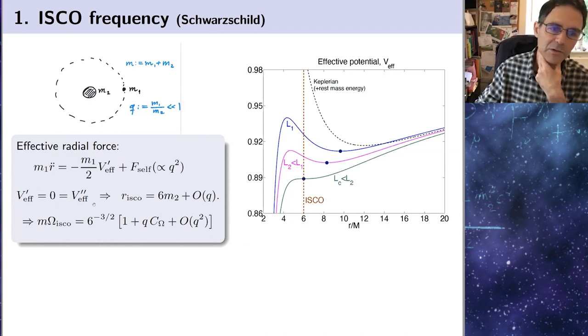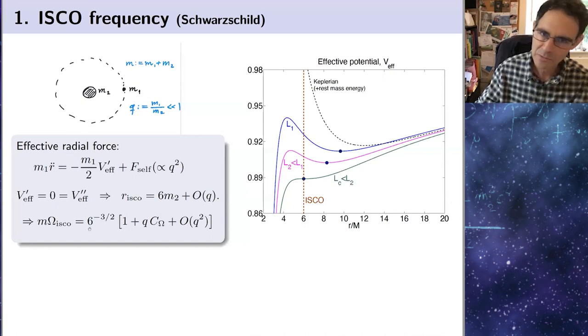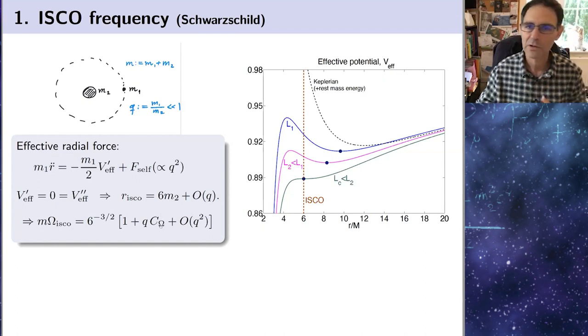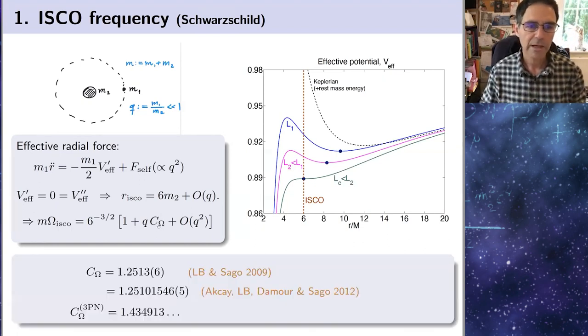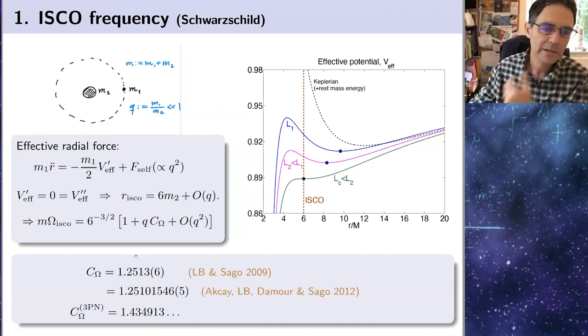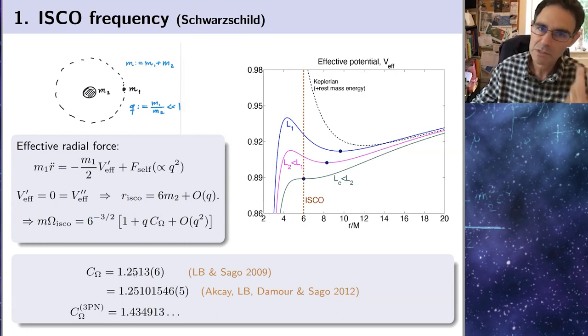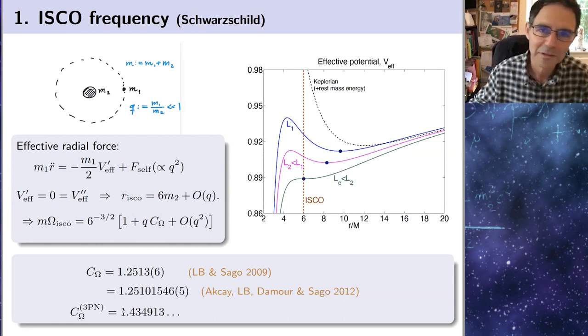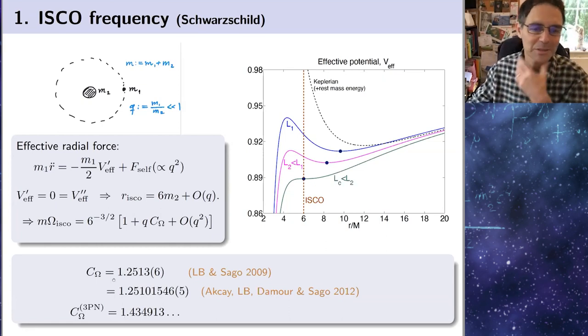And then you have the structure where you have a geodesic value, just 6^-3/2, plus some self-force correction that is encapsulated by this coefficient, C omega. And since we knew how to calculate self-force, we could calculate this C omega, and this is the result we'd obtain. It's a numerical calculation with an error bar on it.